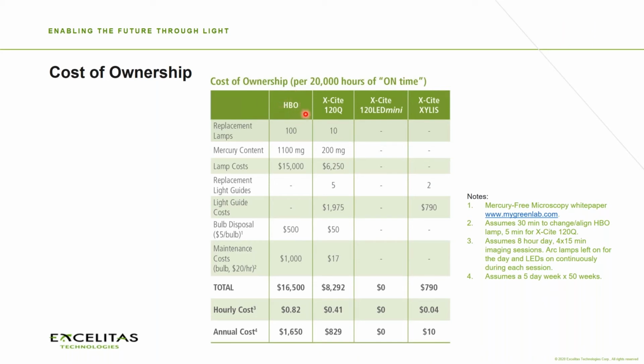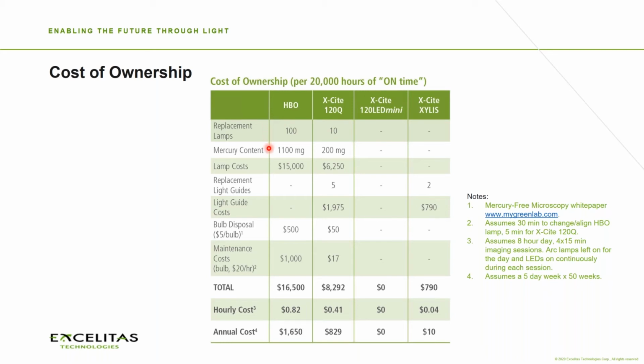So, cost of ownership. If you look at an HBO, which is your typical old-fashioned black box that has the filament bulbs, if you look at an Excite 120Q, which is also a lamp-based system, and you look at an LED system, this is one of our older LED systems, broadband, and then this is one of our newer LED systems that has a lot more power, which I will talk about in a little bit.